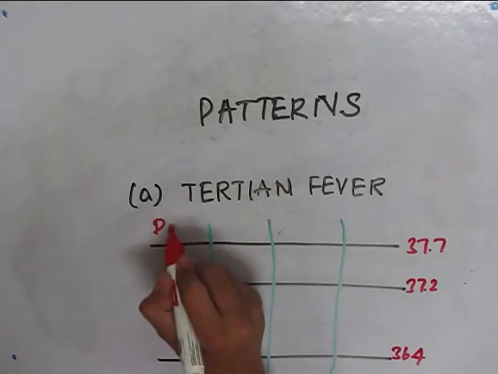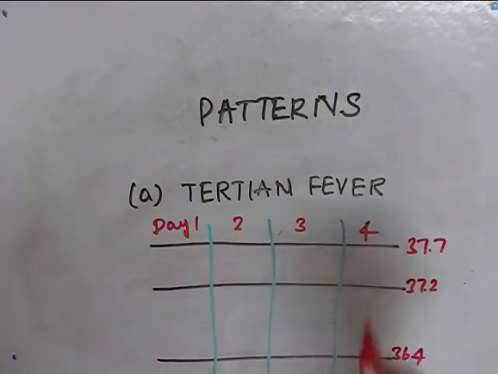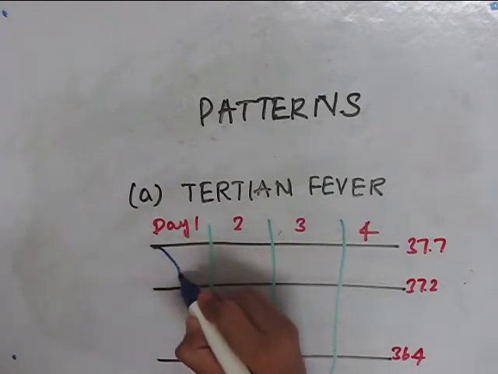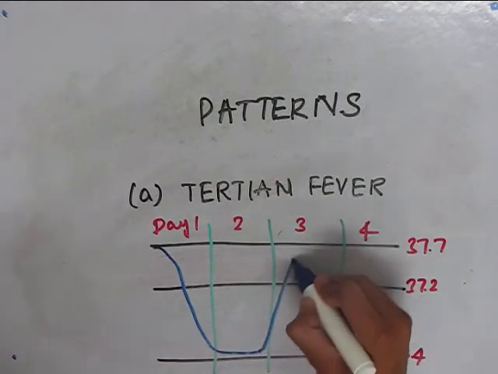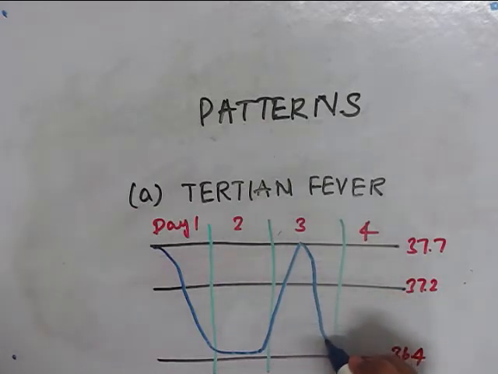So, let this be day 1, 2, 3, and 4. As I already told you, fever is present on the first day and it reappears on the third day. So, the graph is going to look like this. On the first day there is fever. And on the second day, the patient is completely normal, and on the third day, he has a peak of temperature and he has fever. And on the fourth day, he is again normal.